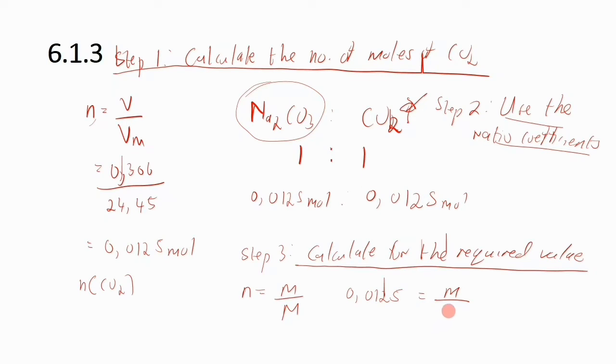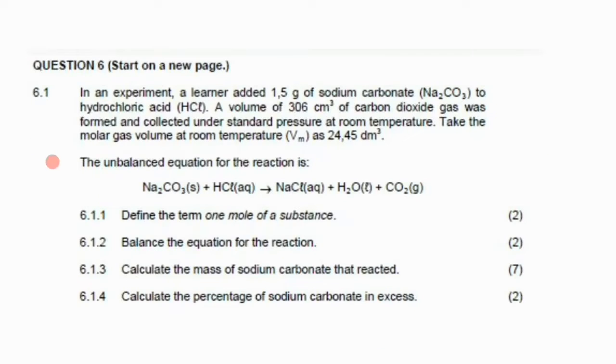So the molar mass, remember, we are using the molar mass of the sodium carbonate. So we just look this up in the periodic table. We have Na. Na gives us 23, but then we have 2 atoms of sodium. So it's 23 times 2 plus 12 plus 3 times 16. That will give us 106. Then you cross multiply here. Your mass will be 1.33 gram, rounded off to 2 decimal places because that's your final solution. Okay, so now we have 6.1.4.